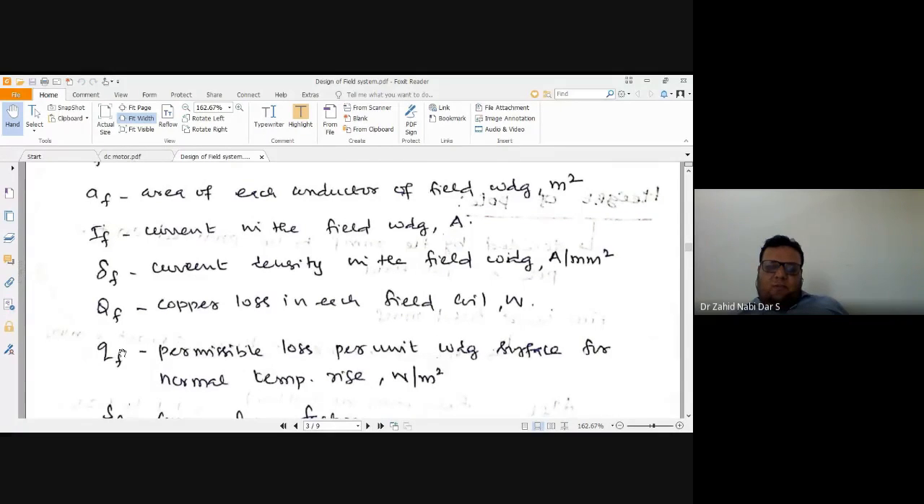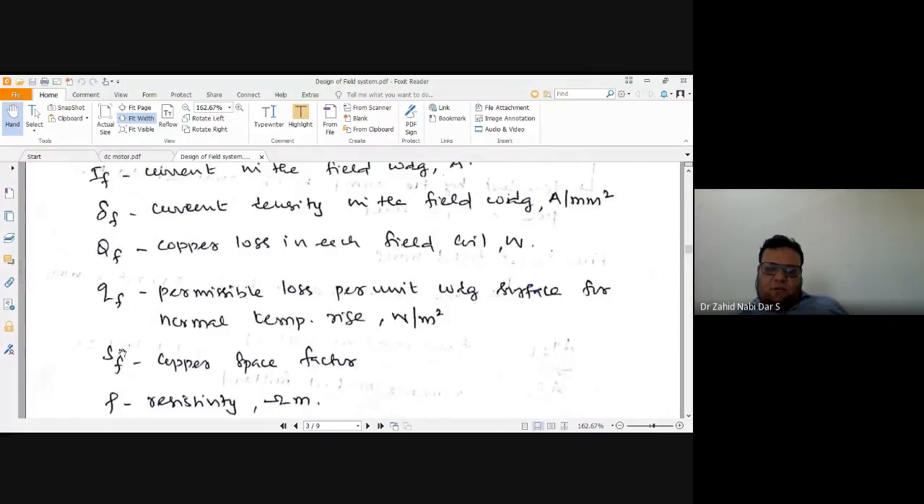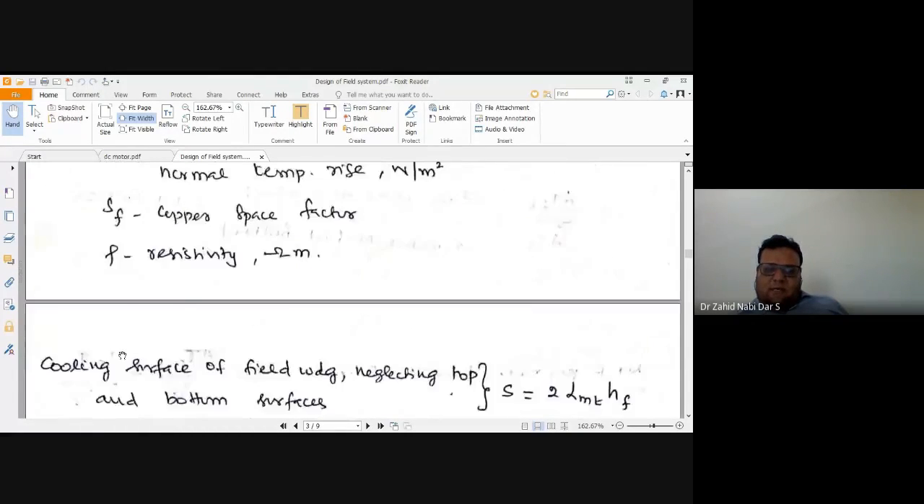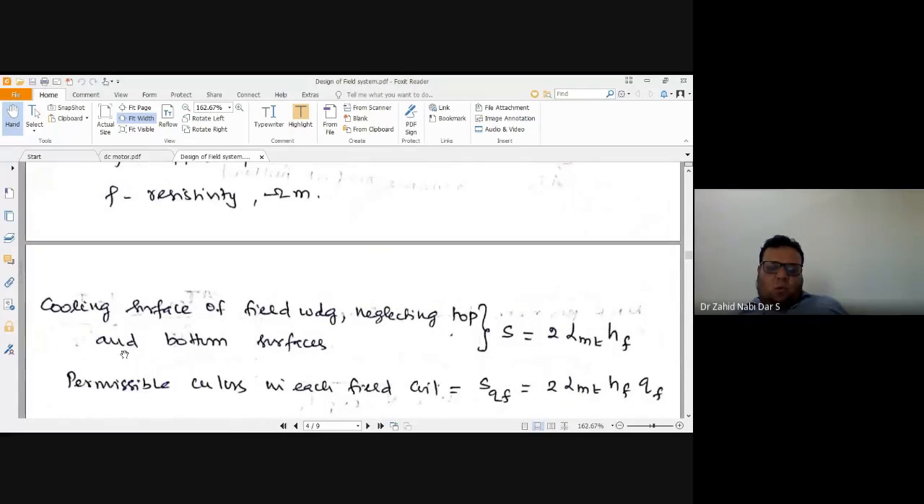QF is the permissible loss per unit winding surface for normal temperature rise. SF is the copper space factor and rho is the resistivity in ohm meter. While we are going for the calculations, we are avoiding the above and bottom surfaces.